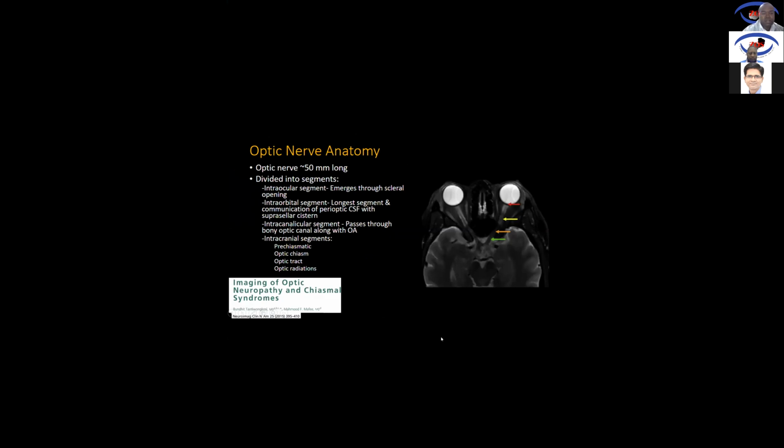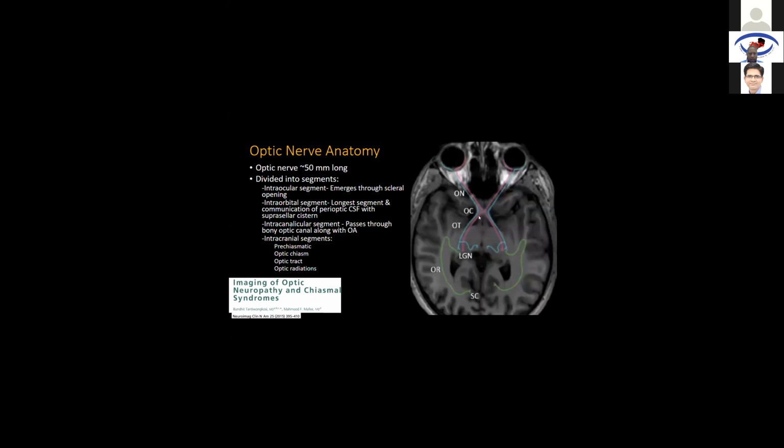Perfect. So I was talking about the intracanalicular segment, which actually passes through the bony optic canal along with the ophthalmic artery. And then the intracranial segment is further subdivided into the prechiasmatic segment, which is the portion of the nerve in the suprasellar cistern, but just before the optic chiasm. The optic chiasm is the portion where the nasal fibers actually cross over, whereas the temporal fibers go uncrossed and go to the lateral geniculate body. And then the optic radiations extend from the lateral geniculate body and go to the striate cortex in the occipital lobes.